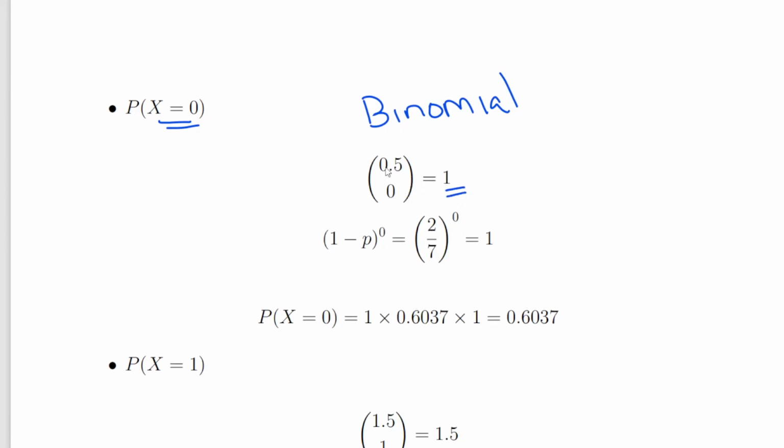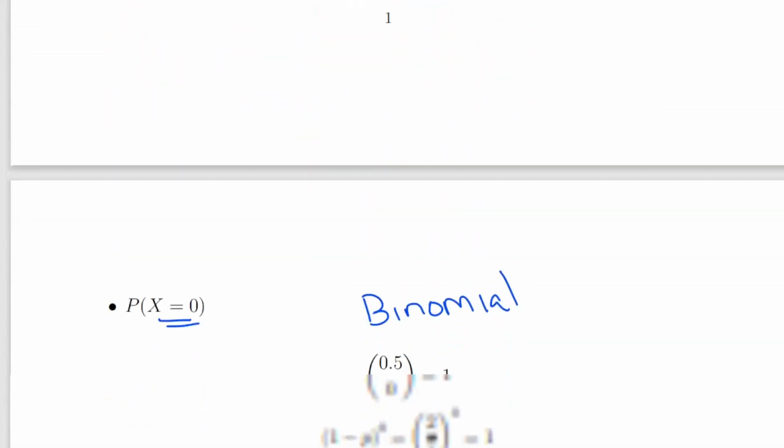That's always the way with binomial coefficients: if the bottom term is 0, the binomial coefficient is 1. The last term, 1 minus p to the power of 0, is 2 over 7 to the power of 0, or the complement of that, and anything to the power of 0 is 1. So the probability of x equals 0 equals 1 times 0.6037 times 1, and that is 0.6037. So that again was p to the power of r.